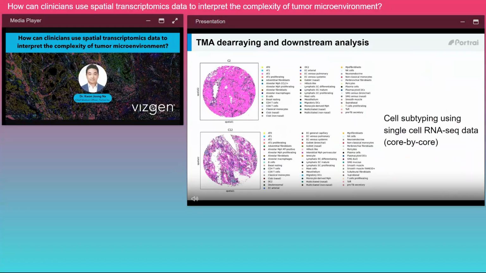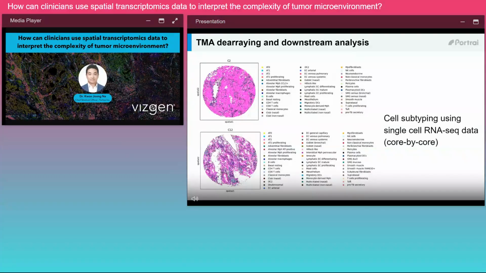By using our algorithm, the individual small cores from the tissue microarray were perfectly separated into distinct datasets, allowing each core to be analyzed as a unique dataset from a single patient. This separation enables us to characterize the tumor microenvironment of individual patients more accurately.